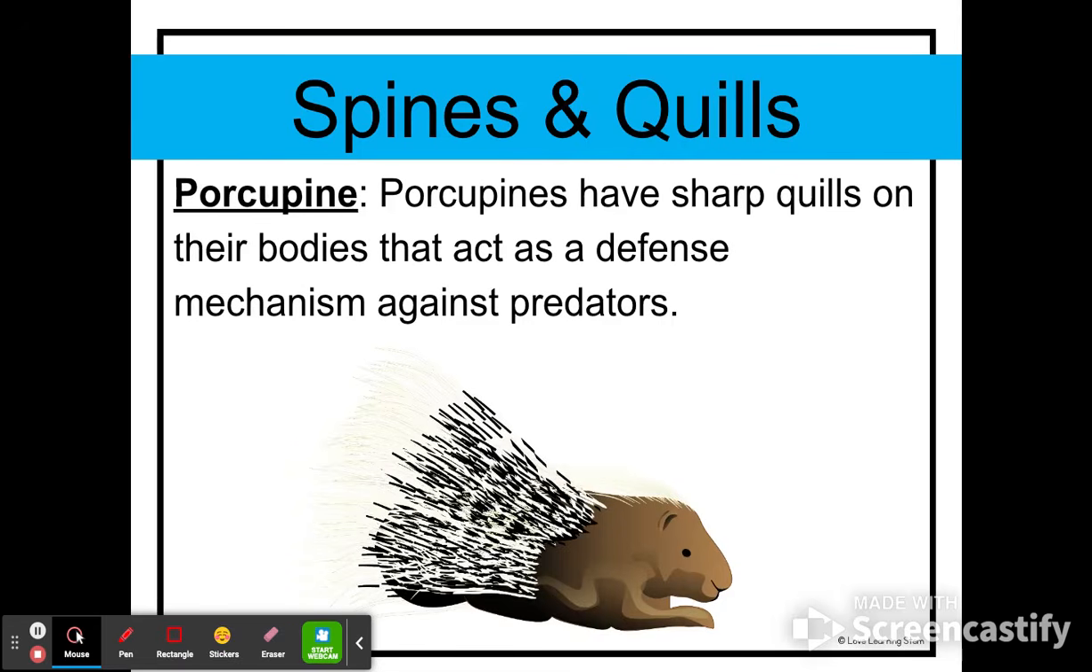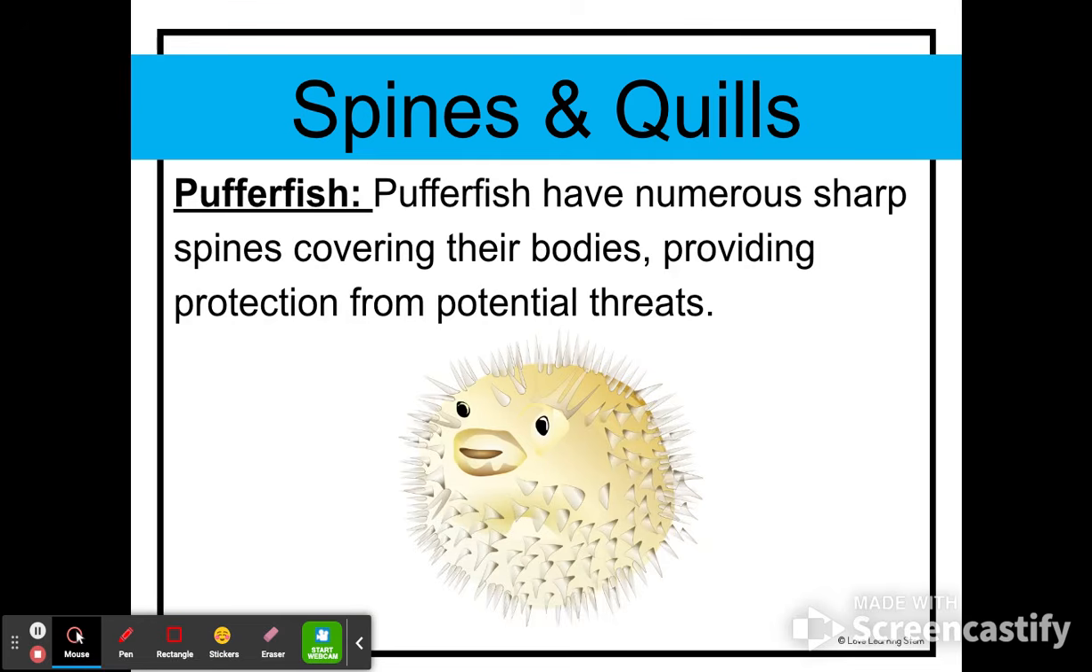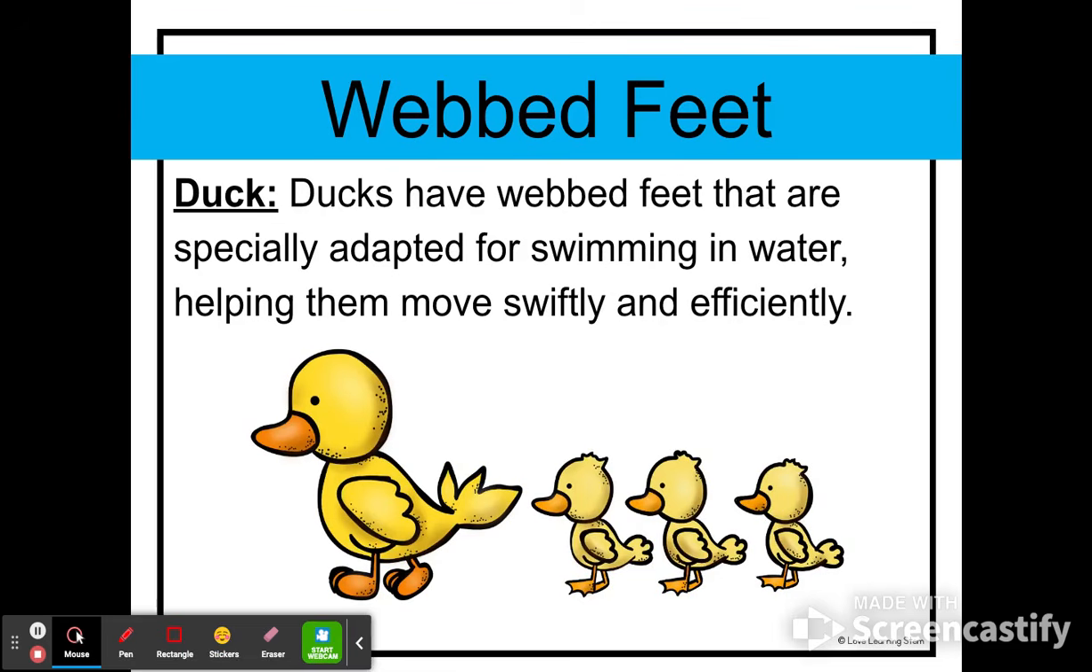Some animals even have spines and quills, and porcupines have sharp quills on their bodies that also act as a defense mechanism against predators. Pufferfish are similar in that they have numerous sharp spines covering their bodies to protect them from potential threats.